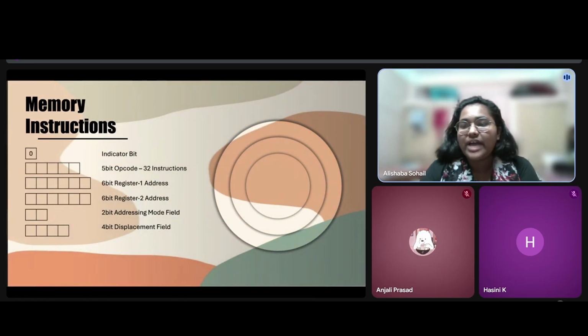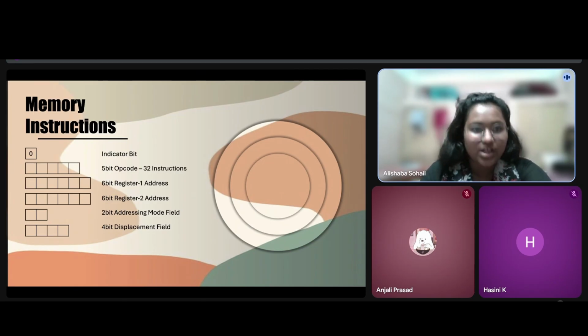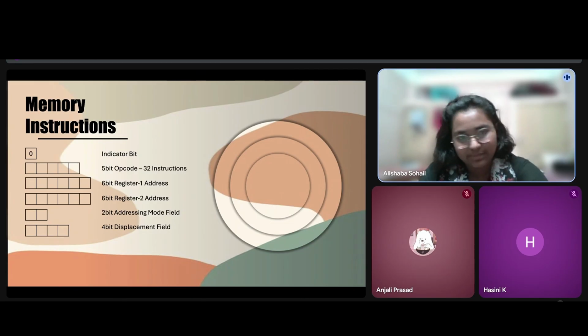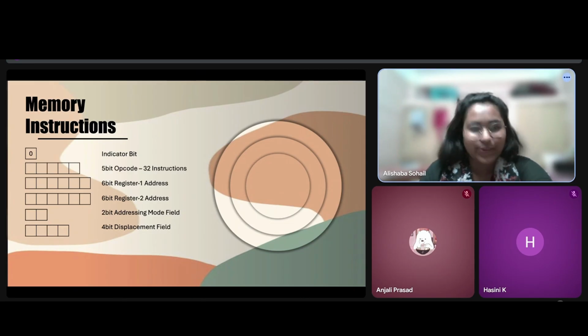Moving on, now we have memory instructions. We're going to start with the memory instructions to see how we're going to be encoding them. As we can see, we have the different bit encodings. First, I've started by implying that 0 is the indicator bit. So every time an instruction starts with a 0, we know it's a memory instruction. Due to the fact that we have 32 instructions, we're going to use a 5-bit opcode. Apart from that, we add a 6-bit register 1 address, a 6-bit register 2 address, a 2-bit addressing mode, and a 4-bit displacement field. All the bits add up to 24 bits. So we have used every single bit while still indicating exactly what we needed to do.